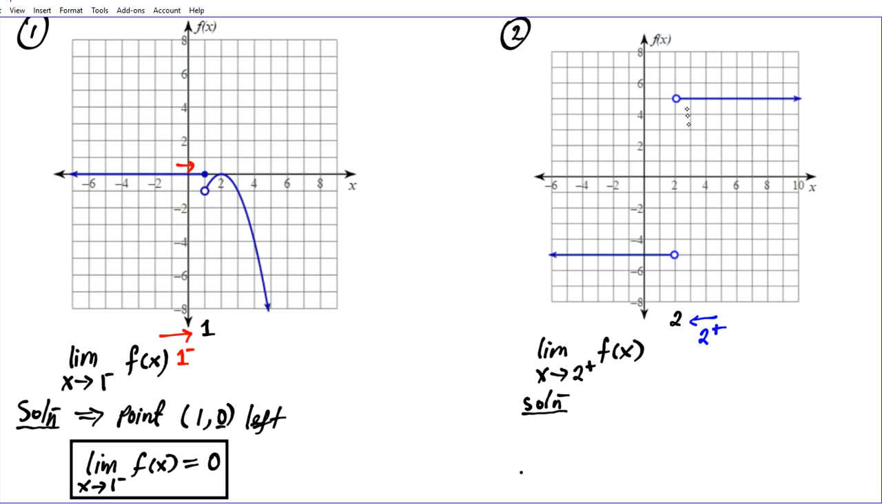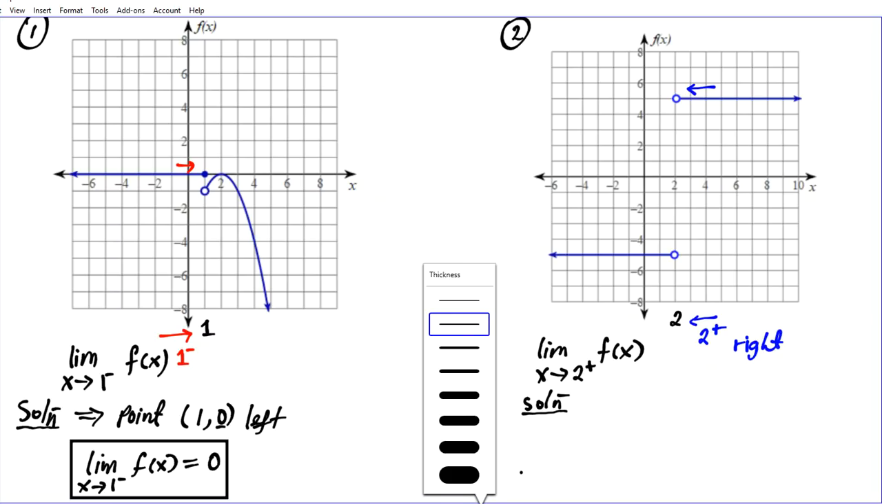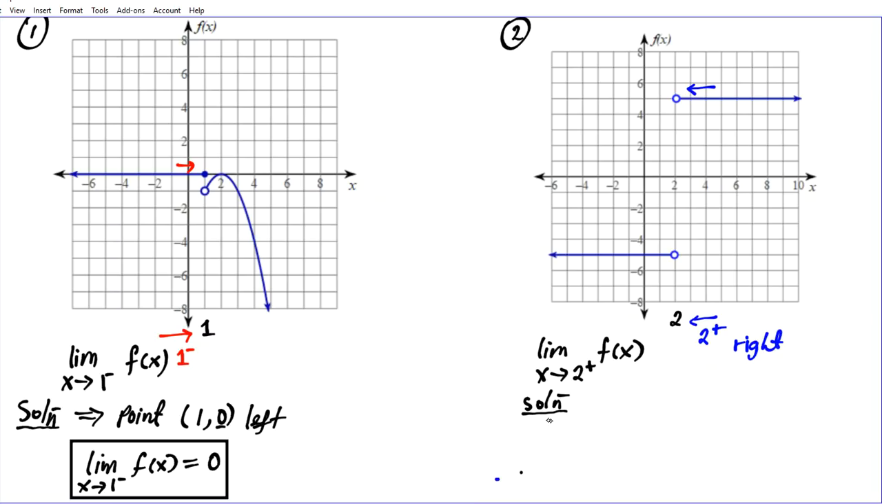Alright, so you're going to look at the function that's active to the right of 2, which is this function right here. So when you're getting infinitely close to 2 from the right, like this, the question is, what are we approaching? In this case, we're approaching an open circle. The point that we're approaching could be open or closed, it doesn't really matter. But the bottom line is that we are approaching a point, a point that's not defined.